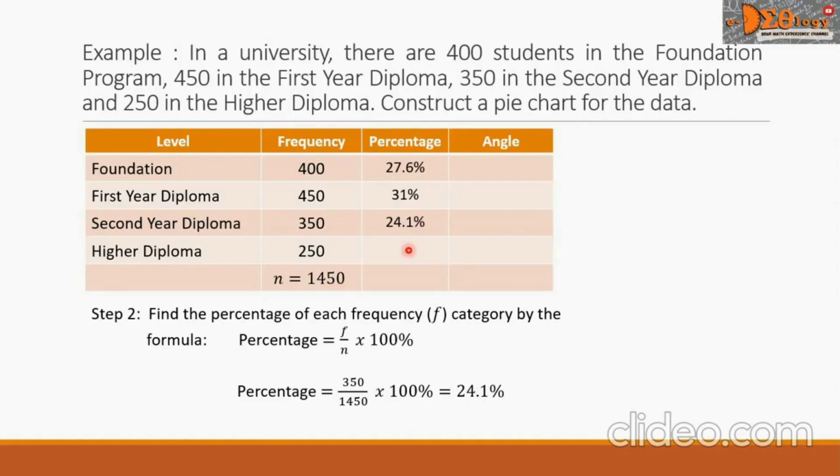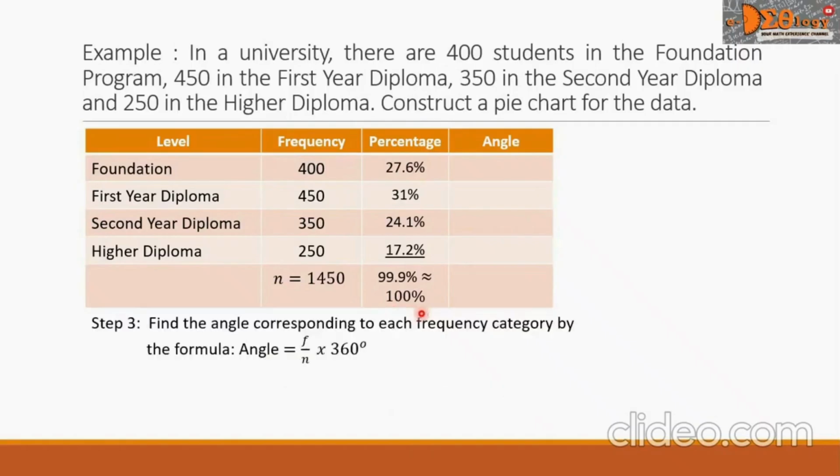The last blank is 17.2%, and this comes from 250 divided by 1450 times 100%. After that, let us get the total of this column. We will have 99.9%, and this is equivalent to 100%. Now, let us go to step 3.